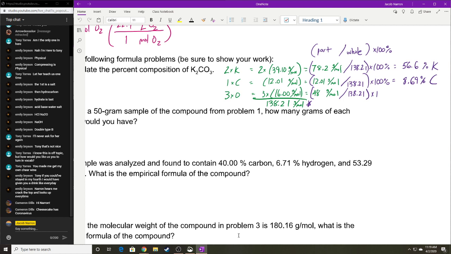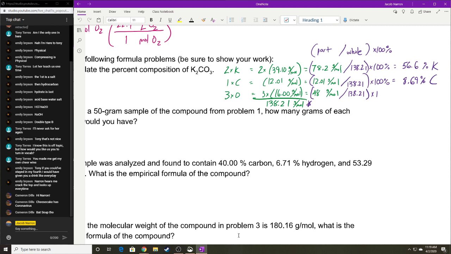All right, 48 divided by 138.21 times 100. And I get 34.73. But you know what? We'll just make it 34.7% oxygen. Now, here's the thing, y'all. If you add all of these up, you better hope that you get 100%, because if not, you've done something wrong. Percentages should add up to that.